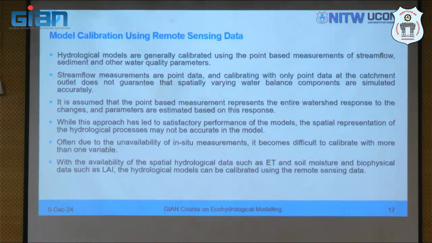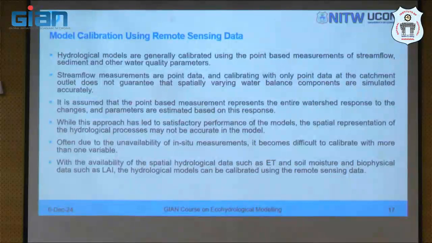Model calibration. As when I started, you assume the stream flow represents the changes in your catchment characteristics, and that is where we calibrate with the stream flow. And mostly we try to minimize the error between observed and simulated stream flow. Right? In that process, sometimes we have unrealistic parameters. We may have a parameter which may be completely different from what is there in the actual, right?